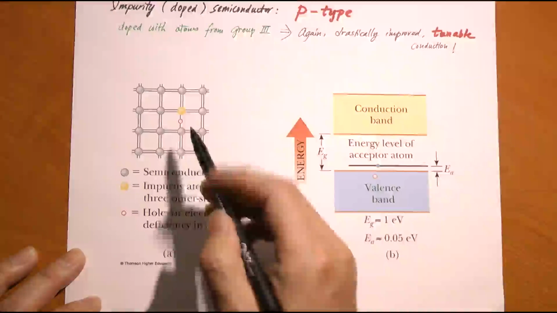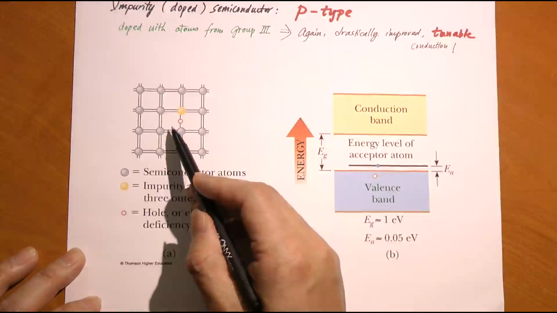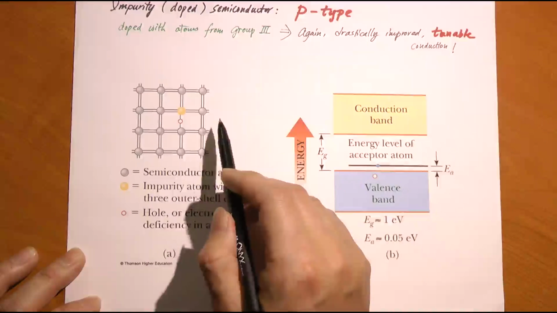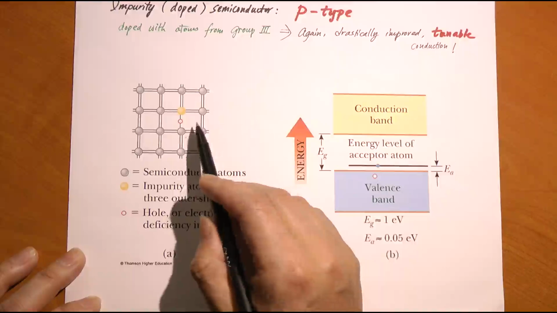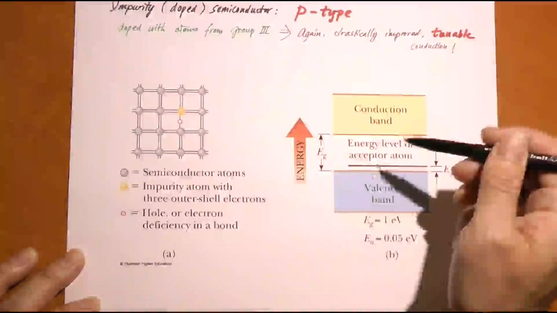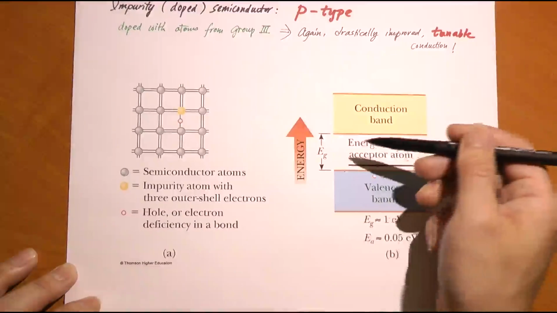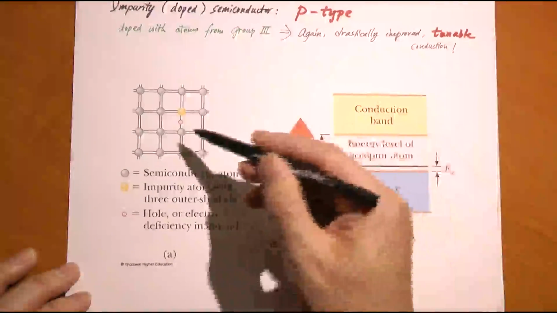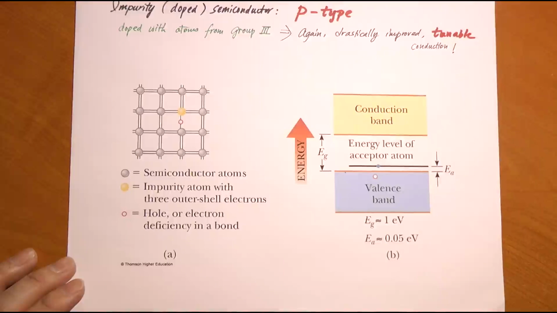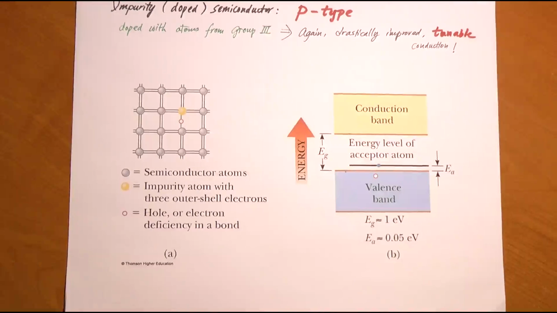So this guy, just like the previous case, will create another discrete energy level inside the otherwise forbidden gap between the top of the valence band and the bottom of the conduction band. The question is, where does this discrete energy level sit? Where in the energy band does it sit?